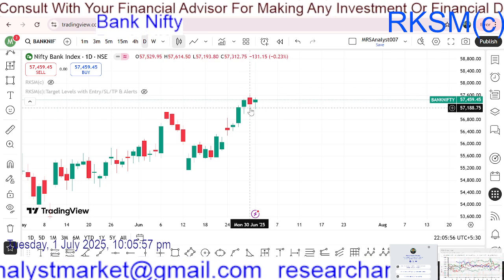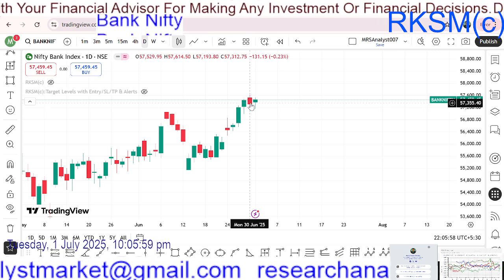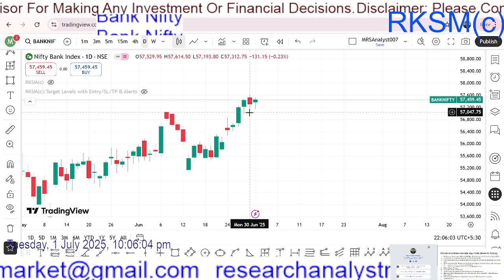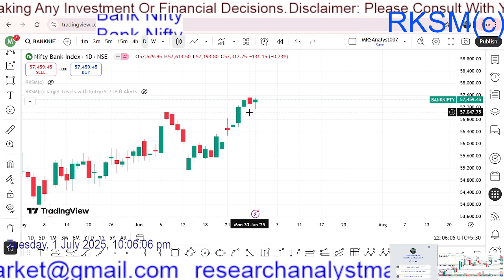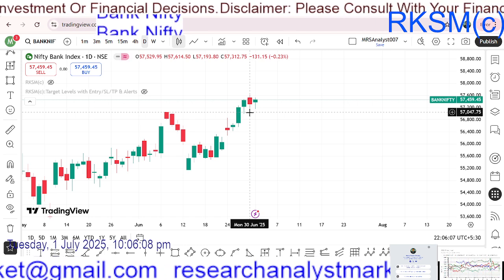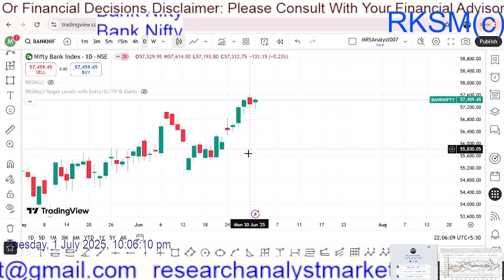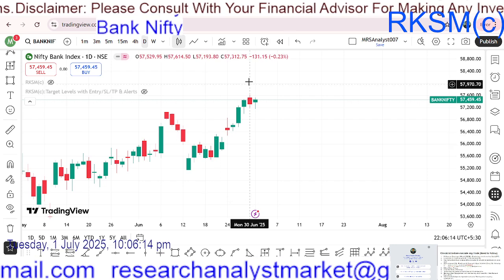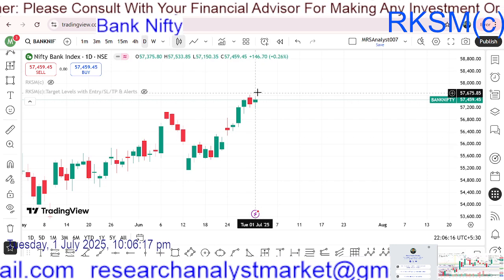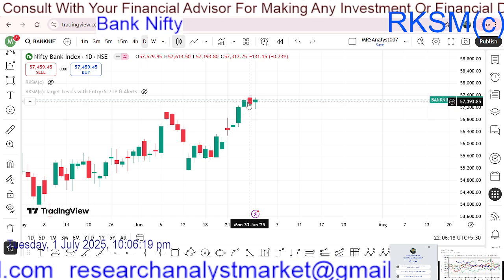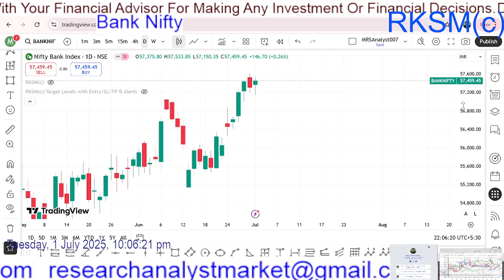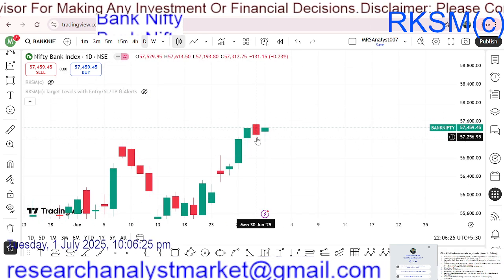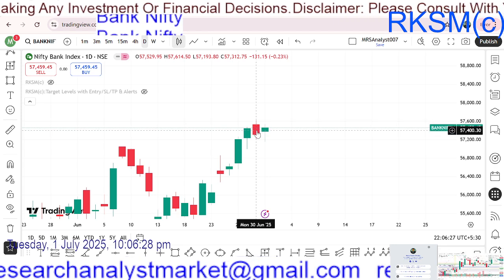After that, we need to look at the low and high of this candle. So then you will get the number. Another thing you need to check is the trend of the market. As you see, the market is in an uptrend, but after this candle the market has shown bearishness. So this is our important candle to draw the levels.